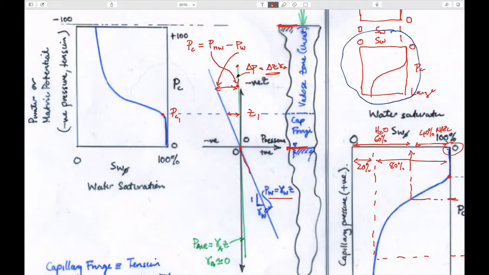If we go up higher, we can again calculate what that capillary pressure is. This is Z2. This would be P2, or Pc2, I guess. We go across here, we find this, and we find the saturation. And so what will that saturation be? If we want to put some numbers on this, it is 40% water.